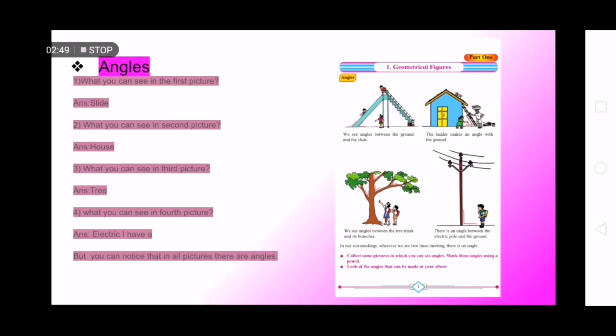Now the first, second and fourth pictures have been made by a man. It is man-made material, but nature has also created angles for you. Your environment is also telling you, see, these are angles, right?